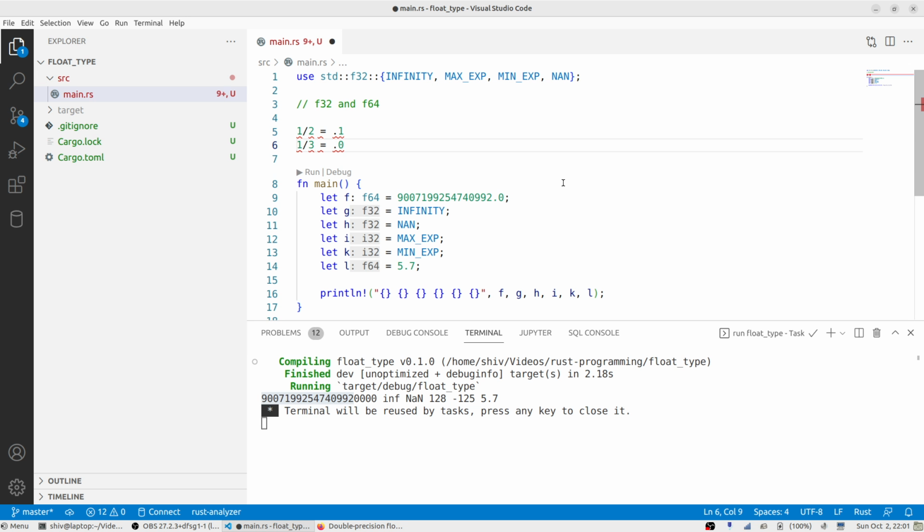So 4 by 3, so quotient is 1. Now 1 would be remainder, and again 0, 1, 0, 1, and so on. So this way we will continue and it will never end.